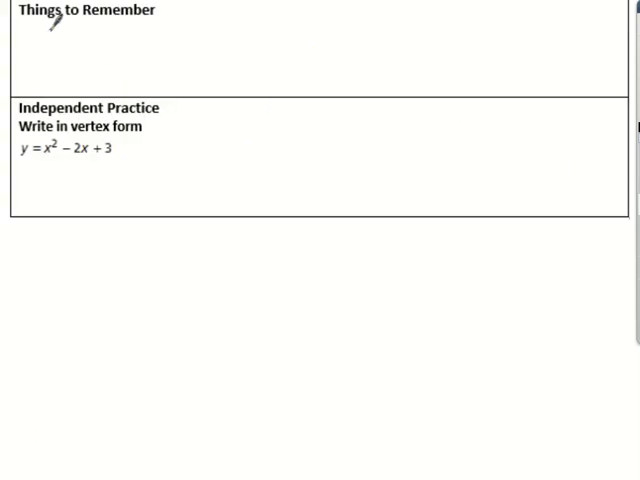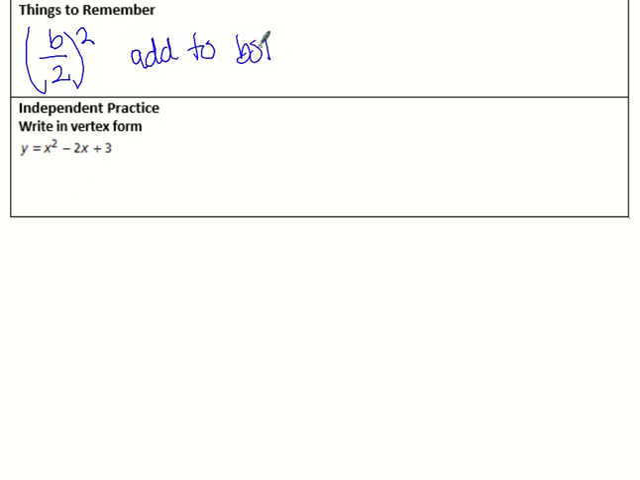So main thing to remember is that we want to do b over 2, divide by 2, to complete the square. And we add to both sides. That's a horrible S, but you get the idea.